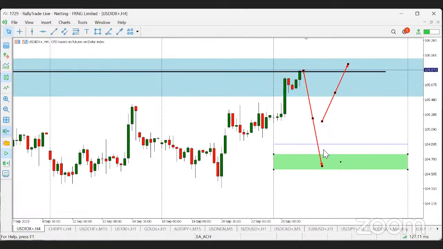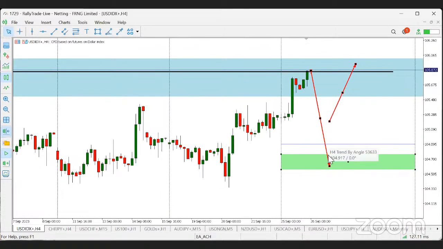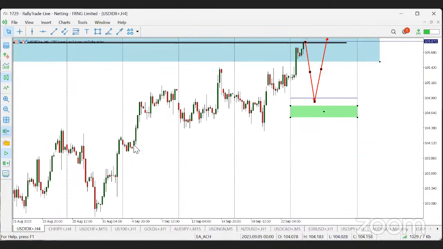So which means this is what I want to see. I want to see the market retrace all the way down to around this region, or a move continue. I also take note that we are almost at the end of this month. The month is almost ending.